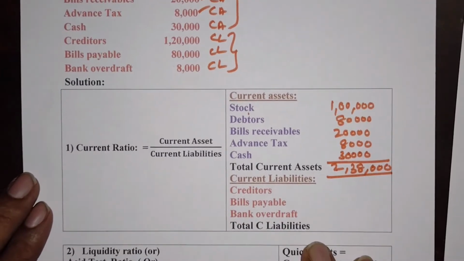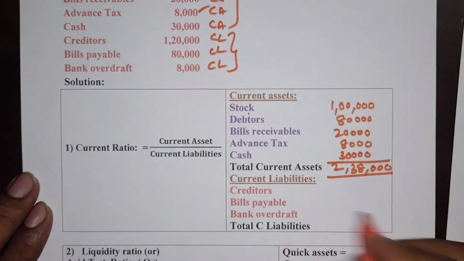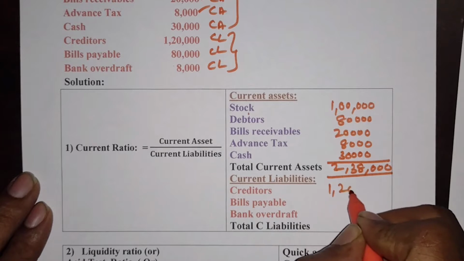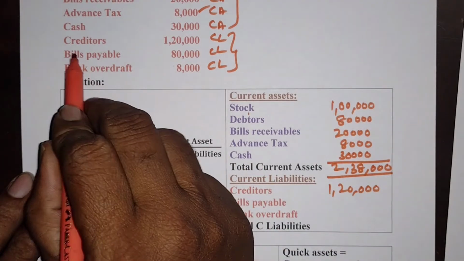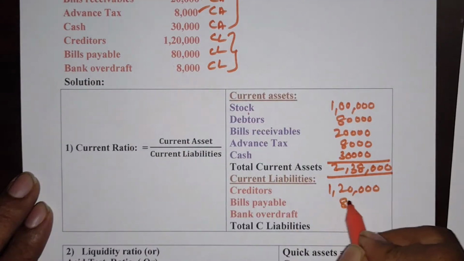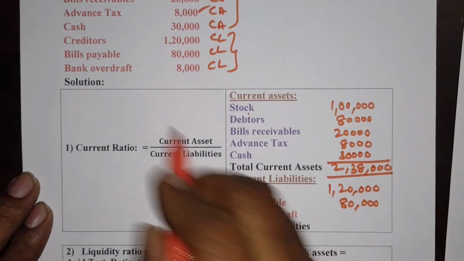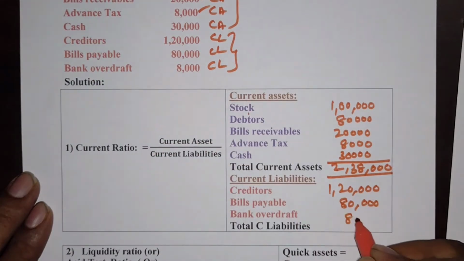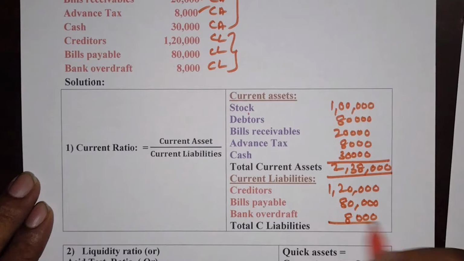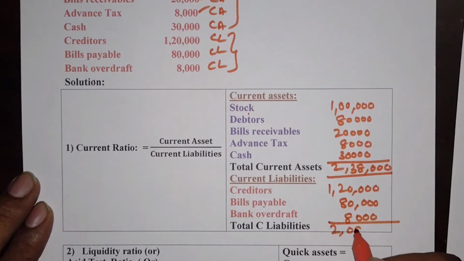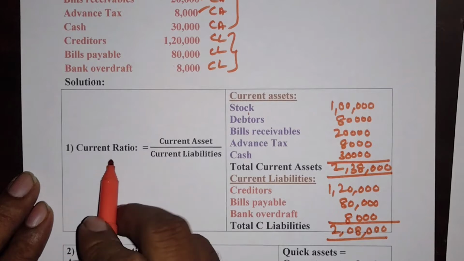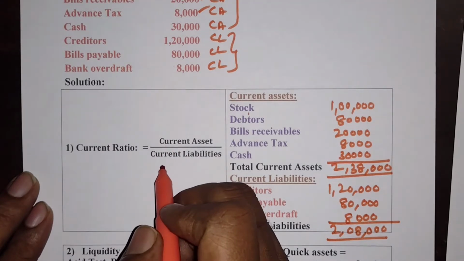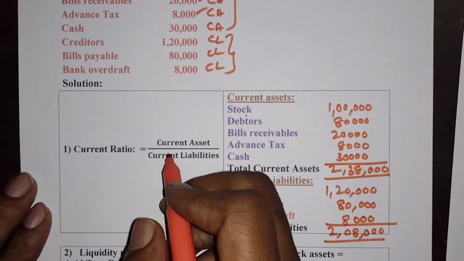Now current liabilities. Creditors it is given 1,20,000. Bills payable 80,000 and bank overdraft 8,000. Total you get 2,08,000. Therefore current ratio is equal to current asset divided by current liabilities.